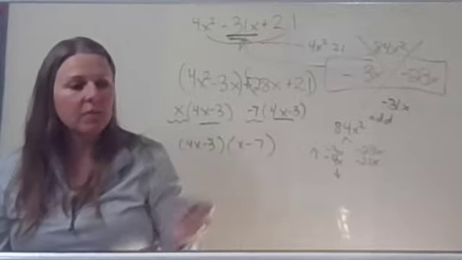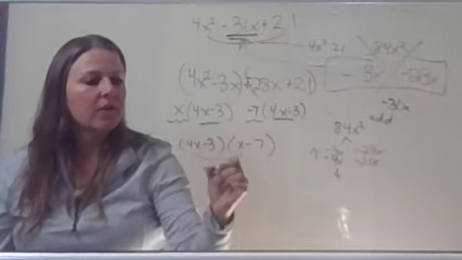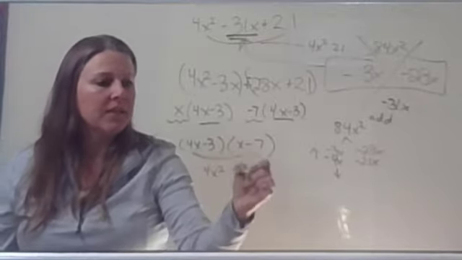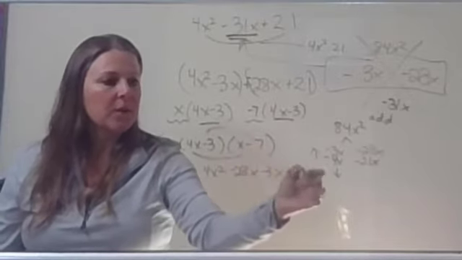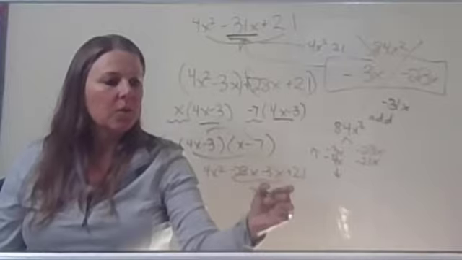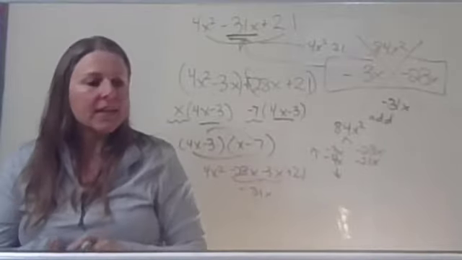And then again, check it really fast. Why not check it? 4x squared minus 28x minus 3x plus 21. This is negative 31, so we know we did it right.